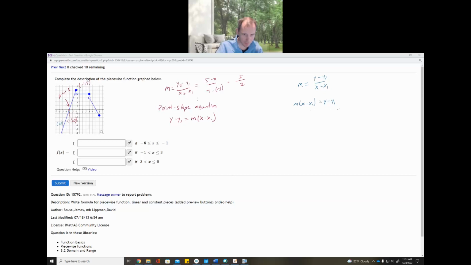Now I'm going to go to my point-slope equation, leave my x and y, but plug in a number for x1, y1. I can pick any one of my 2 points, so I'll pick -3, 0. And I know my slope is 5/2, so I'll plug that in. So y equals 5/2 times x plus 3. And distributing the 5/2, I get y equals 5/2 x plus 15/2. So that's the formula for this piece of the line, and the domain for this goes from -6 to -1.